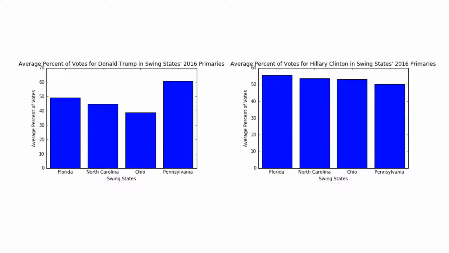This is different from the primary data in which less than 50% of votes on average went to Trump in Florida, North Carolina, and Ohio. In the Democratic primaries, more than 50% of votes on average went to Clinton in the swing states.